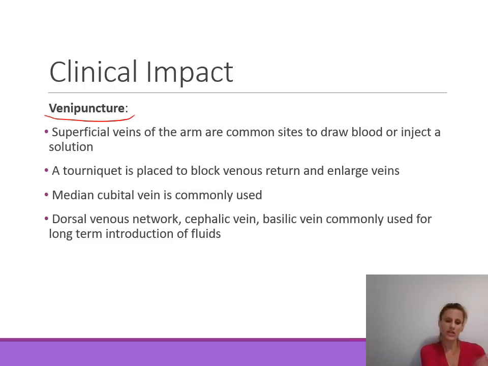So removing the tourniquet allows the venous return to continue to flow out of the arm, and then there's not that huge back pressure that would cause profuse bleeding when you remove the needle. The median cubital vein on the anterior elbow or antecubital area is a commonly used site. Also, the dorsal venous networks, so the networks of veins on the back of the hand here, as well as the cephalic and basilic vein. These are good sites if it's going to be a long-term introduction of fluids.